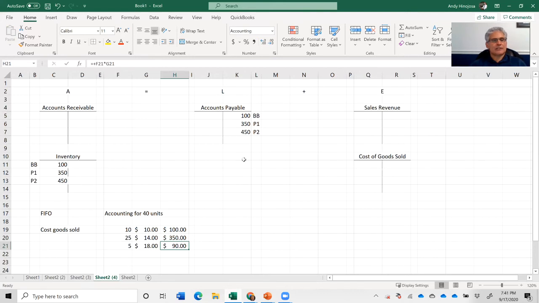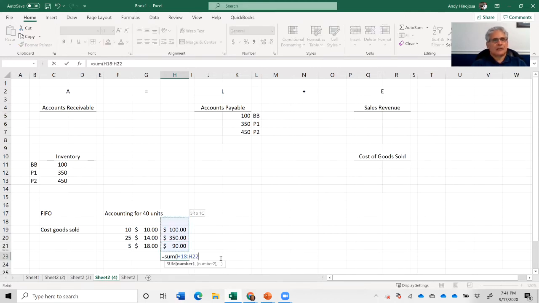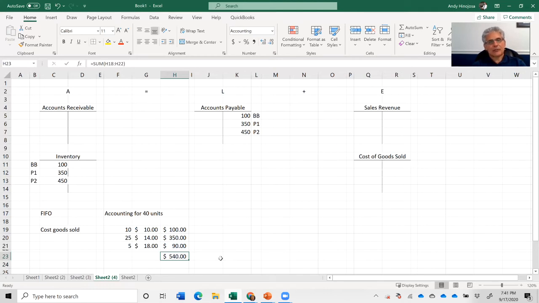So that extension is 5 times the 18, which gives us $90. We're going to sum this up. And so the cost of goods sold ends up being $540. Therefore, without doing anything more, we can just put $540 here as the cost of goods sold, sale 1, and we're going to credit inventory for $540.